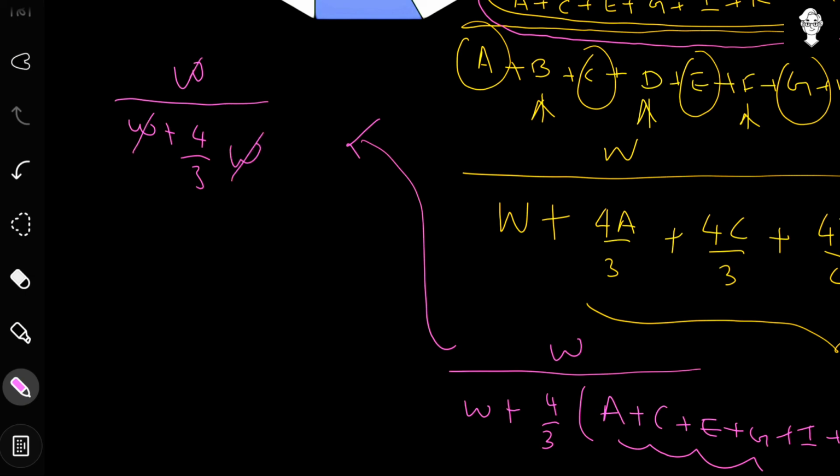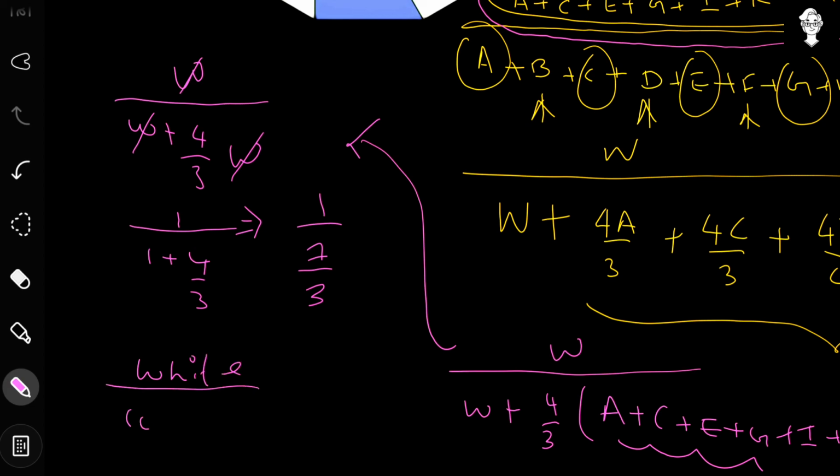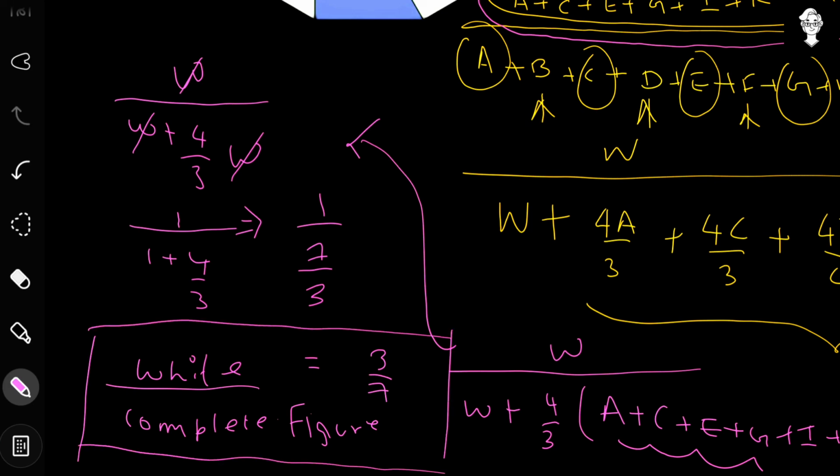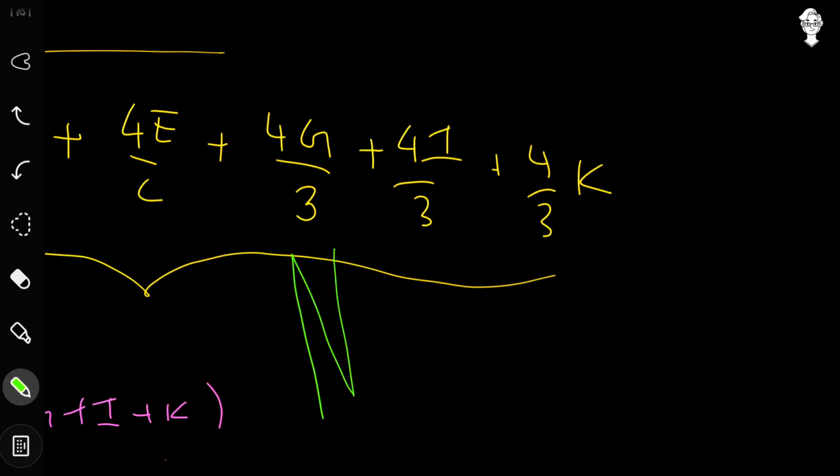Now this and this W got cancelled out. So what we have is 1 upon 1 plus 4 upon 3. So this is going to be equal to 1 upon 7 upon 3. So finally, white area upon the complete figure is going to be equal to 3 upon 7. And that's the answer: the white area upon the complete figure area is going to be equal to 3 upon 7. So this was my way to solve this particular question.